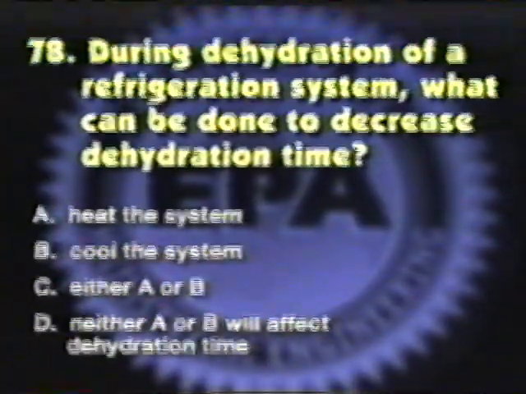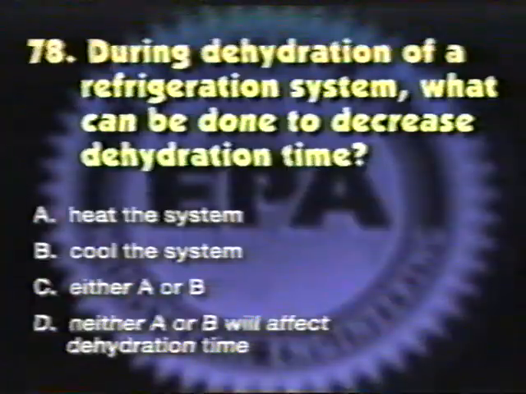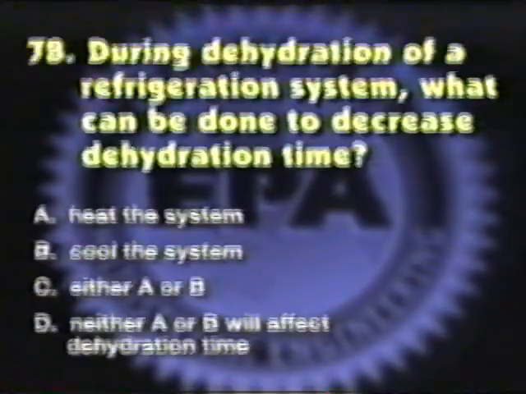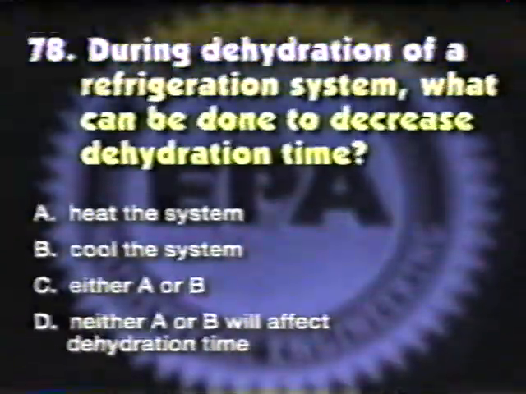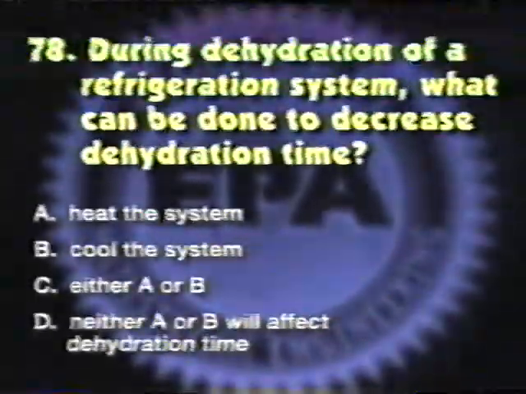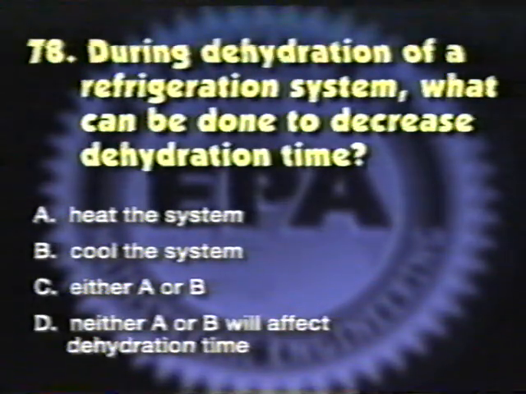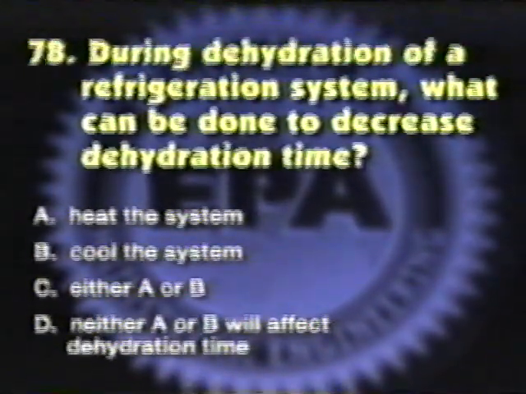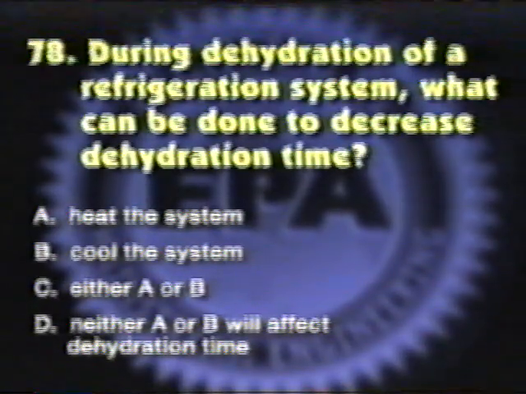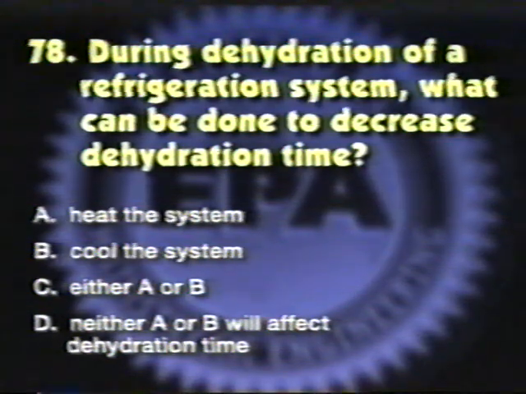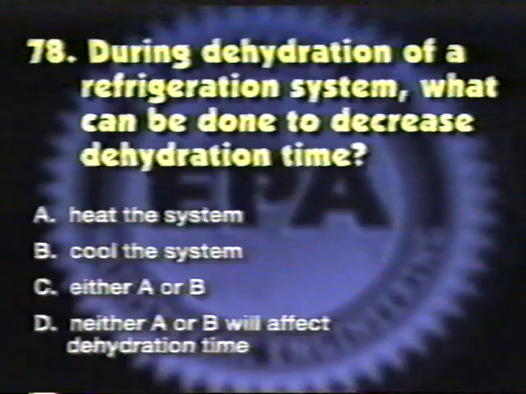During dehydration of a refrigeration system, what can be done to decrease dehydration time? A. Heat the system. B. Cool the system. C. Either A or B. D. Neither A or B will affect dehydration time.